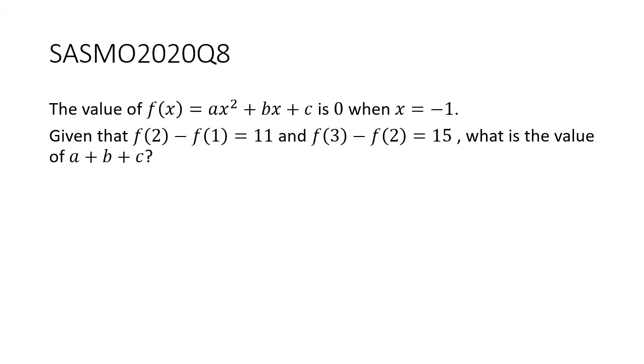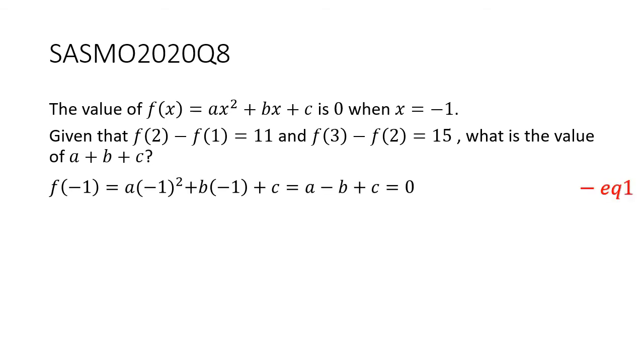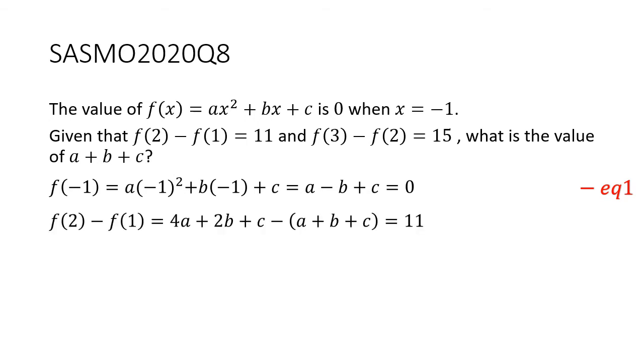So what we can first do is substitute x equals negative 1 into the function. This will give us a minus b plus c, and we know that this is equal to 0. Let's call this equation 1. Then we'll find the difference f(2) minus f(1). We'll substitute in x equals 2 and minus away we substitute x equals 1. This will give us 11, and we can simplify this equation. This will give us 3a plus b equals 11. Let's call this equation 2.